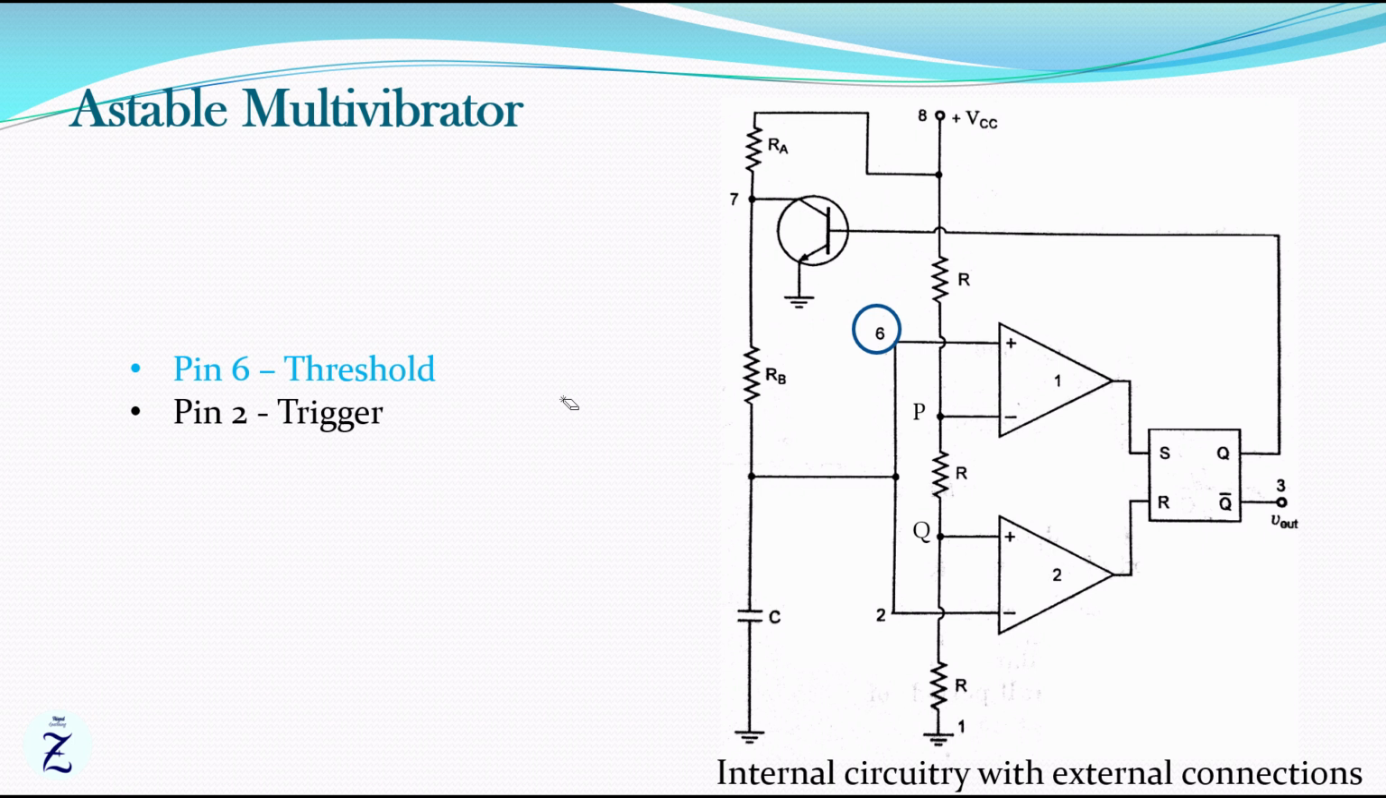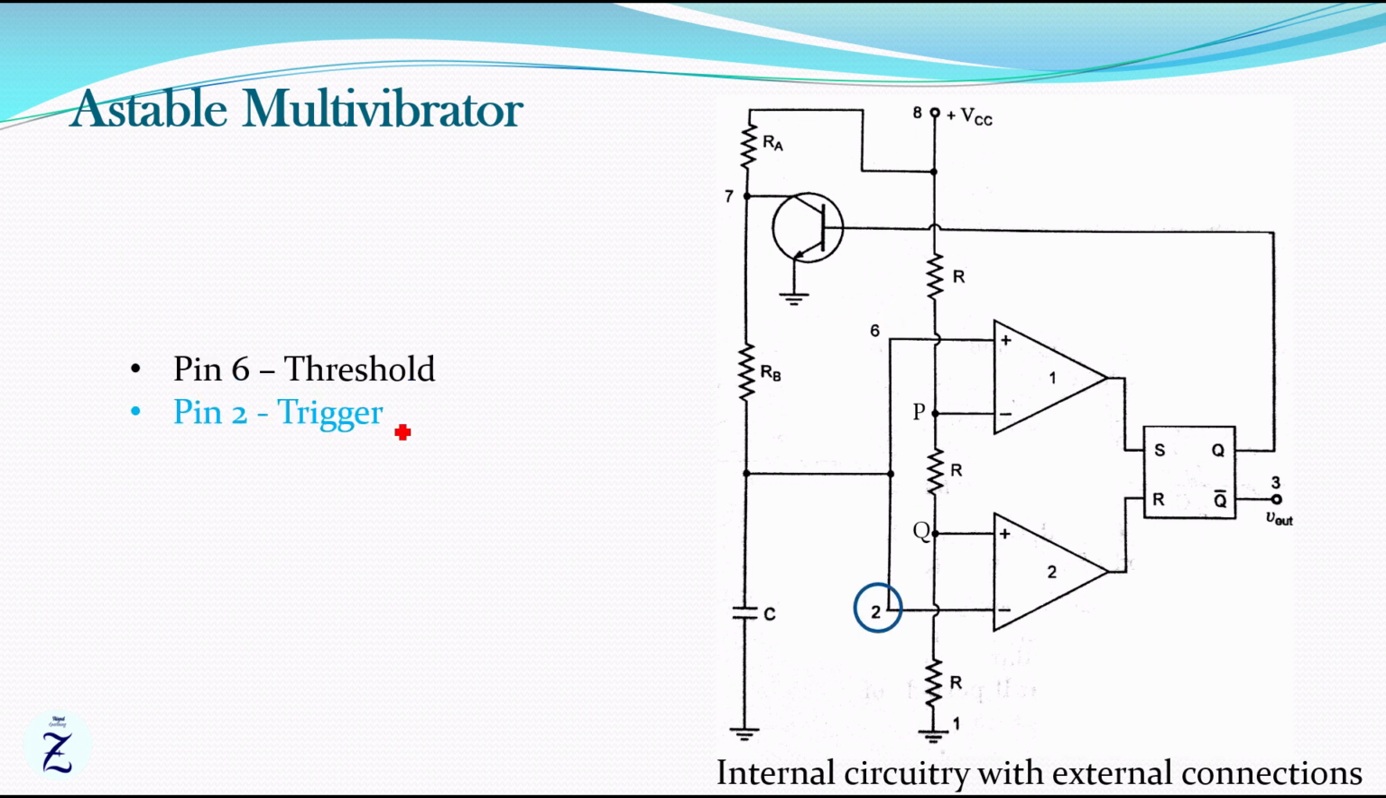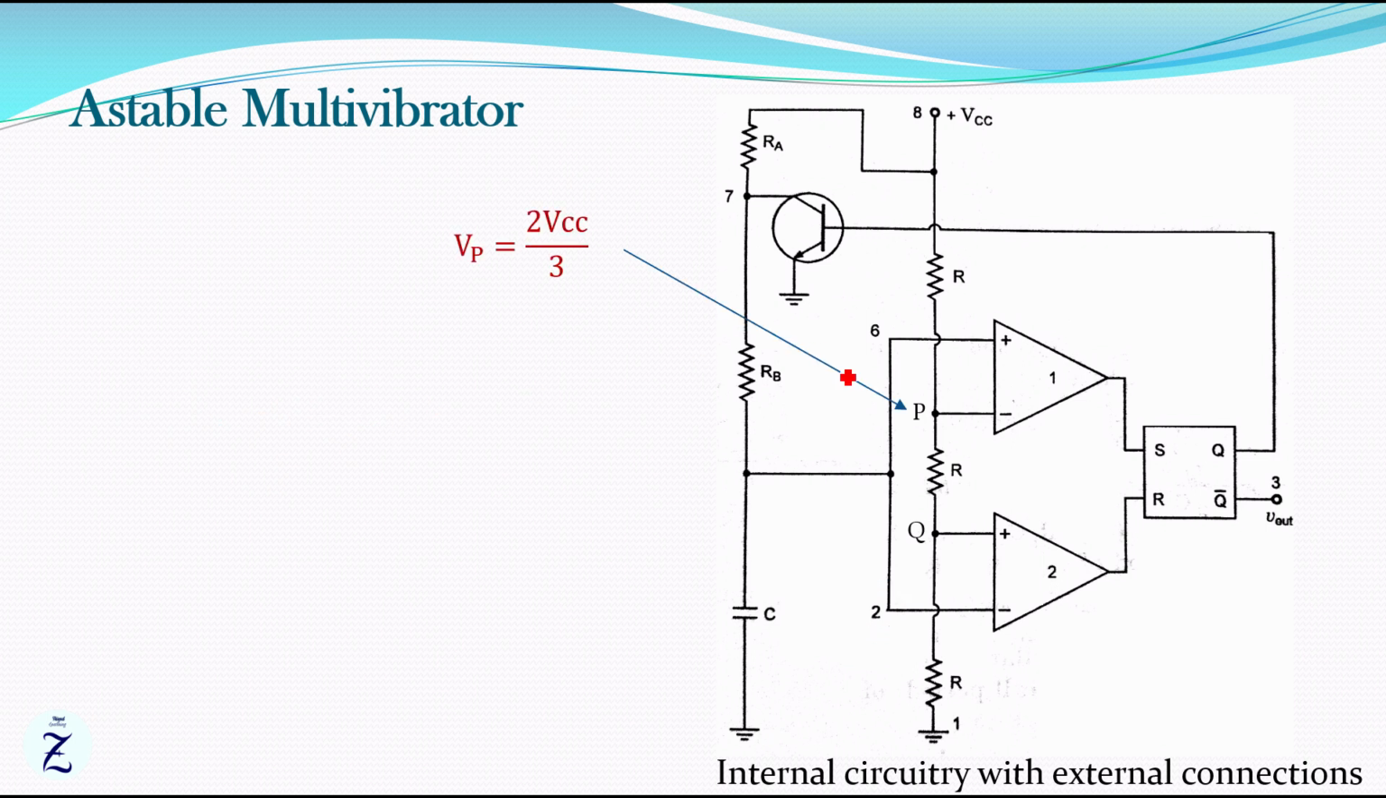Let's recapitulate some of the key points from the previous lecture. The output of IC555 mainly depends on pin 6, which is the threshold input, and pin 2, which is the trigger input. The voltage at P is 2 VCC by 3 and at Q is VCC by 3. Also, threshold is compared with VP and trigger is compared with VQ.